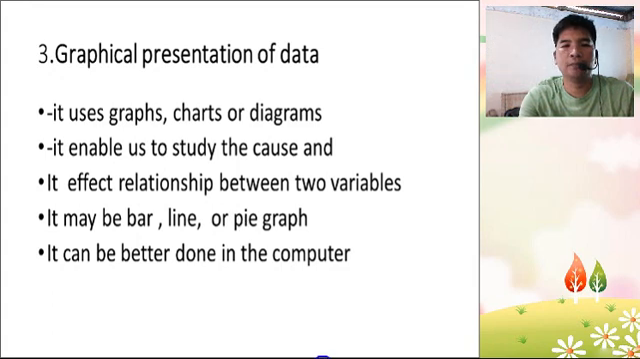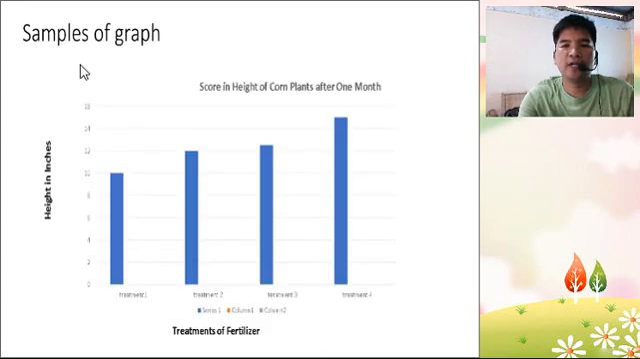We have here an example of the scores in height of corn plant after 1 month. This one is the title of the graph. Then as you can see in this part, we have in the x-axis the dependent variable, the result of the study, and at the y-axis we have the independent variable, which is the treatments of fertilizer. So this one is treatment 1, treatment 2, treatment 3, and treatment 4.